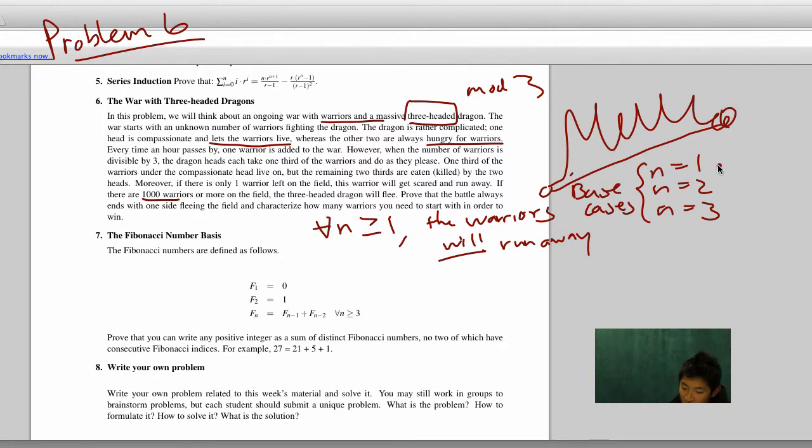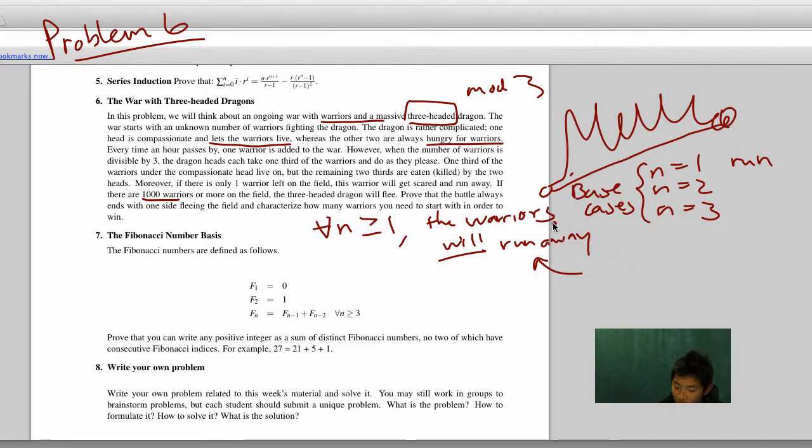Obviously if there's 1 warrior, then it'll run away. If there's 2, then it'll probably get eaten by one of the 2 heads, and same for n equals 3. And then you just build on from there using strong induction. Remember, if you have multiple base cases, you need strong induction.